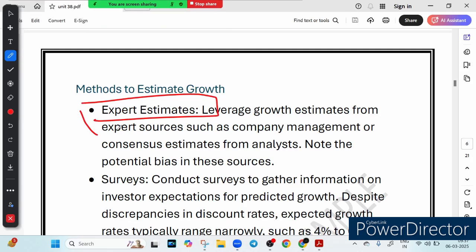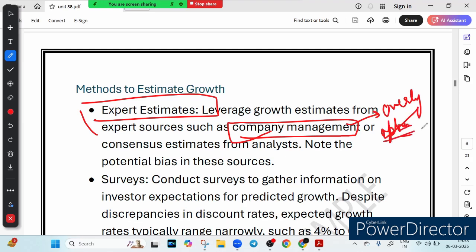One way to predict growth is to ask the experts, like company management. They know the business inside out, but they might be overly optimistic. This is one drawback, right? They might be overly optimistic about its future.